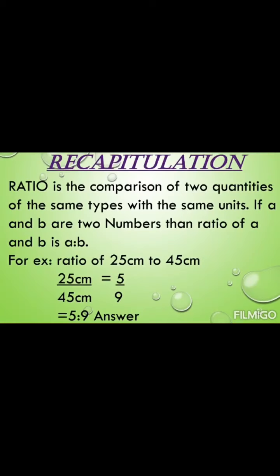Now let's start with quick recapitulation. Ratio is the comparison of two quantities of the same types with the same units. If A and B are two numbers, then ratio of A and B is A is to B. For example, if we have to find out the ratio of 25 centimeter to 45 centimeter, then first we will write in fraction form and then we will simplify it. When we will simplify, it will come 5 by 9. So ratio becomes 5 is to 9.